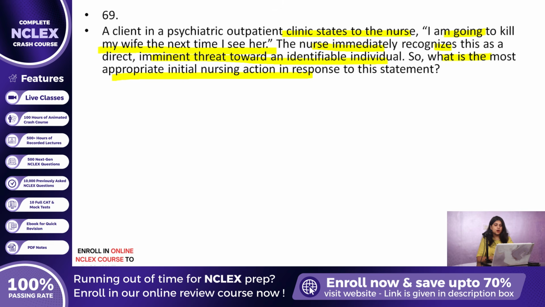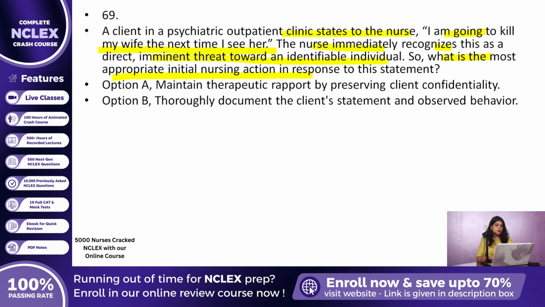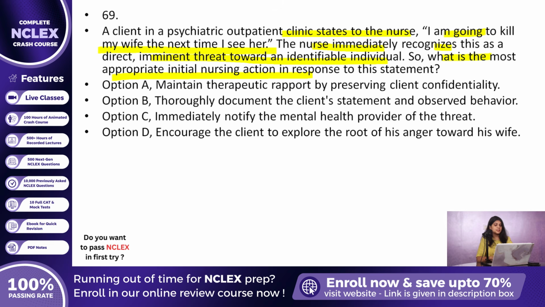Here are the options. Option A, maintain therapeutic rapport by preserving client confidentiality. Option B, thoroughly document the client's statement and observed behavior. Option C, immediately notify the mental health provider of the threat. Option D, encourage the client to explore the root of his anger toward his wife. And the correct answer is option C, immediately notify the mental health provider of the threat.